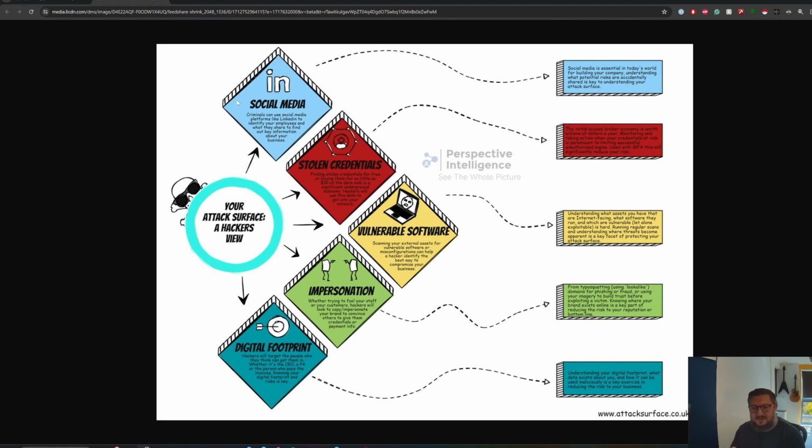So if I can find a member of staff that works in IT and they give a very fulfilled list of technologies that they work with, that can help me understand what your network may look like on the inside, and it sort of gives a criminal a head start, for want of a better phrase.